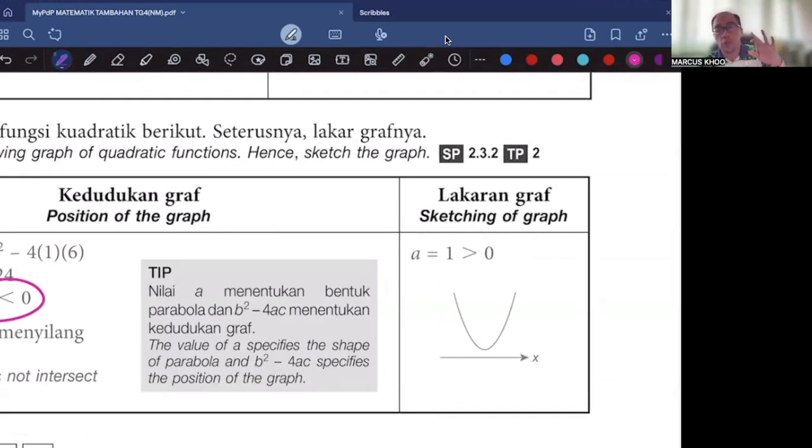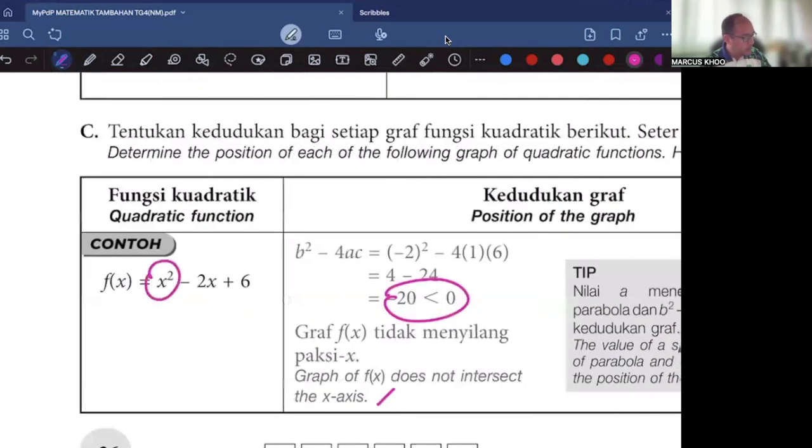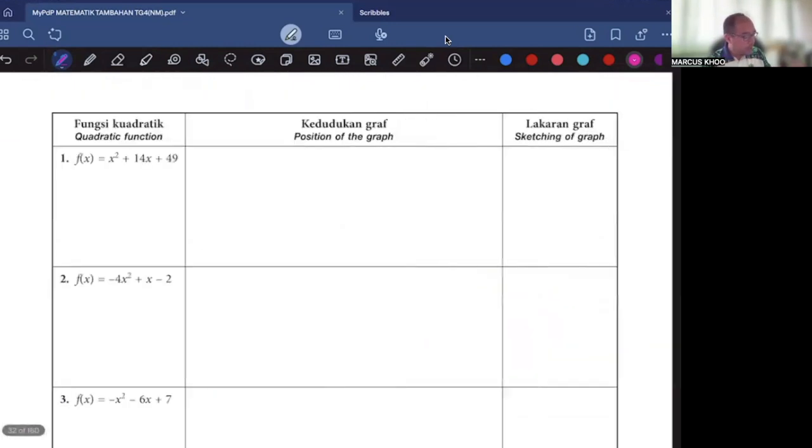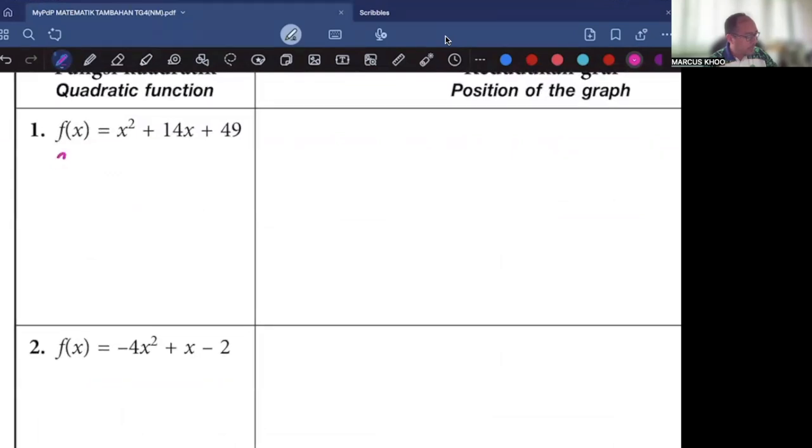The only question you need to know is, what is the value of A? How do you know whether it is a U shape or N shape? You look at the A value. The A value over here is 1. If it is positive 1, it is a U shape. So for this question, what is our A? Our A is 1, right? Therefore, the shape of the graph is a U shape. Find b squared minus 4ac. Find the value first. 14 squared minus 4 times 49. Oh, sorry. A is 1.